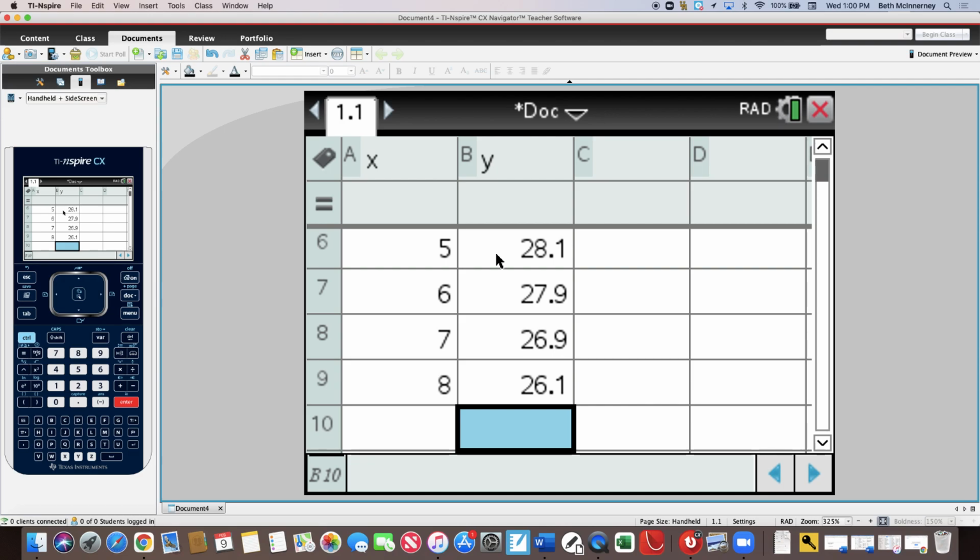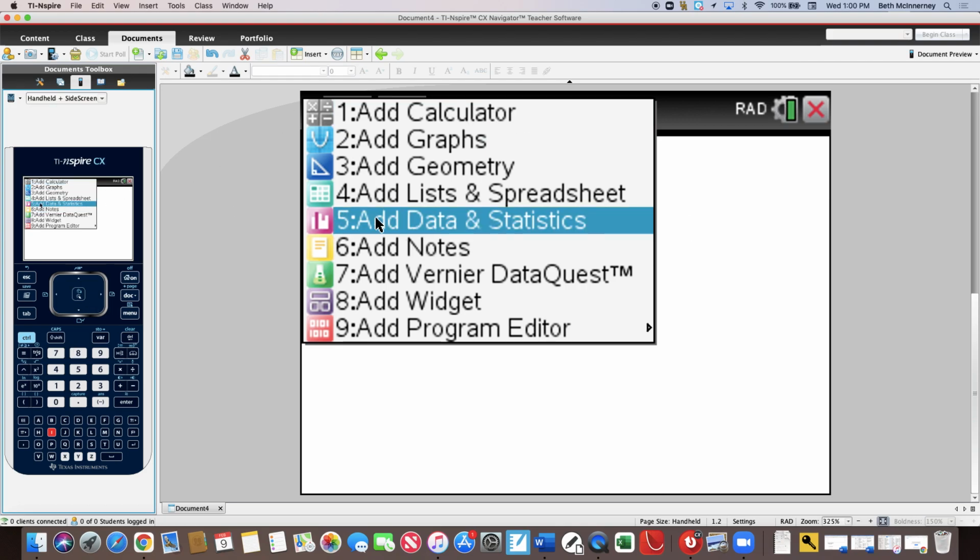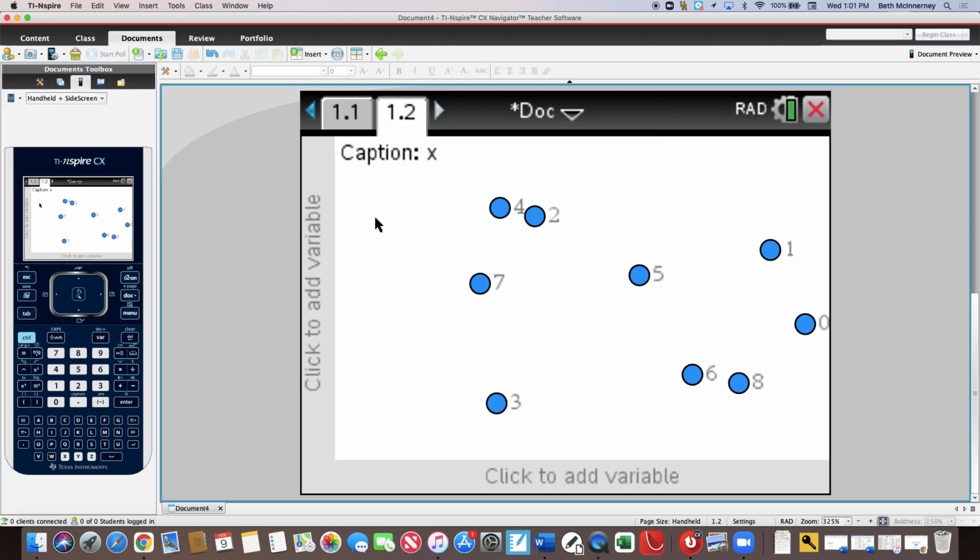All right, then I'm using the TI-Nspire instruction sheet. Now we're all going to press Control I, and you are going to insert a new screen, and you are going to add Data and Statistics. Look at that, it's pretty. So it plots it for us.